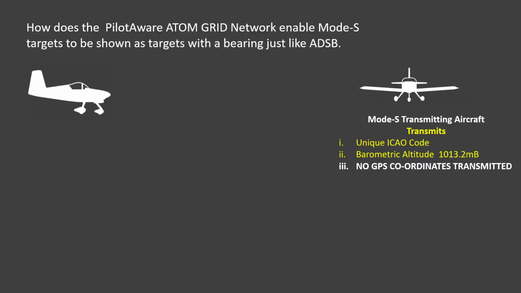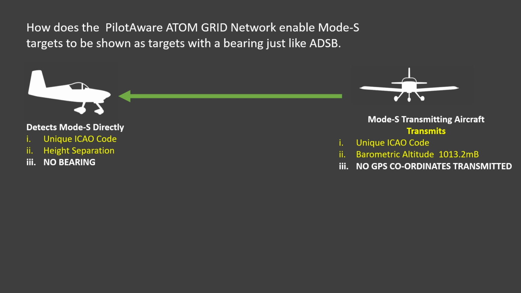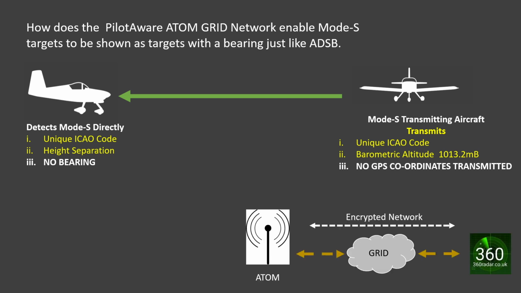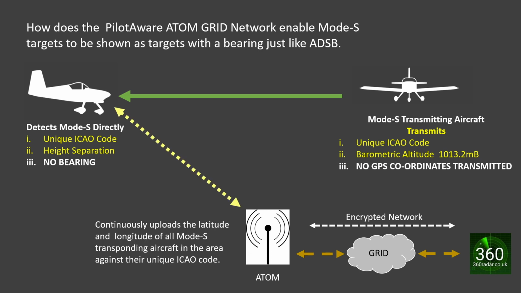So how does MODES 3D work? A PilotAware equipped aircraft directly picks up the MODES transmissions as seen previously, but there are no GPS coordinates. However, the ATOM GRID ground station broadcasts the ICAO codes and GPS locations of all MODES transmitting aircraft in the location. The PilotAware unit searches for an ICAO match and the correct GPS coordinates are provided. If an ICAO match is not found, the aircraft remains as a bearingless target.